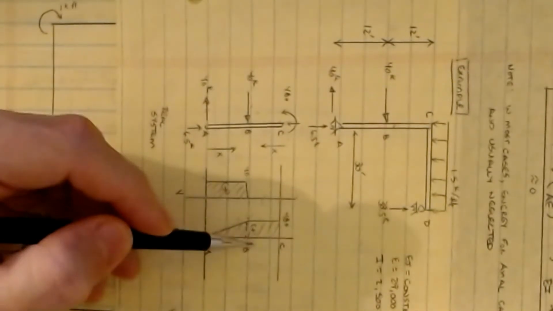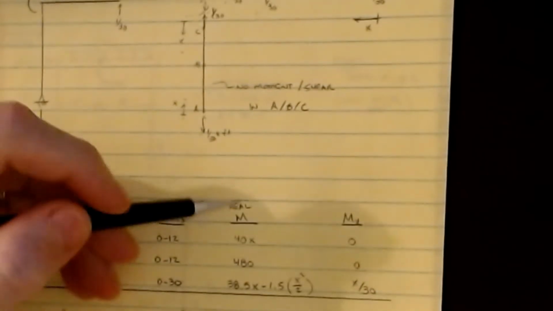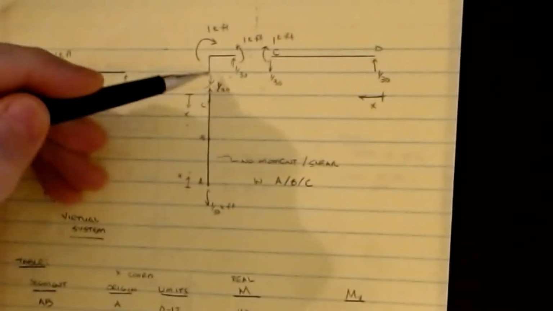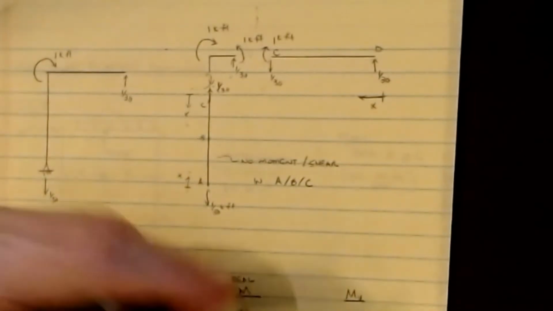Just like for BC, it will be a constant 40 there. It won't actually vary as a function of X. Now, that was our real moment. For my virtual moment, when we solved this system up here, we said there was no moment coming into the top of the column from that guy because of the way this equilibrium worked out. So there's a 0 for the moment here.